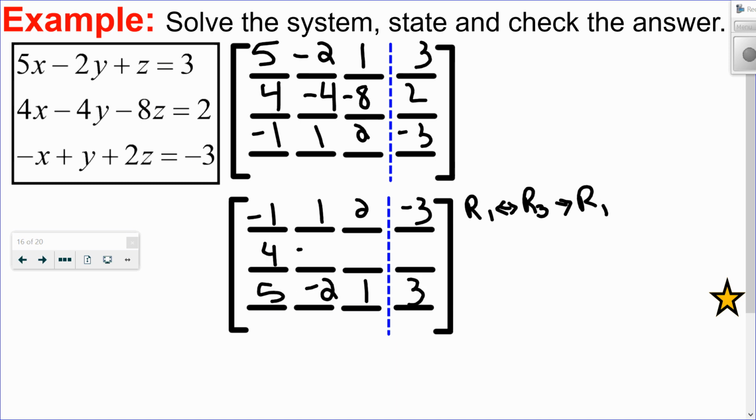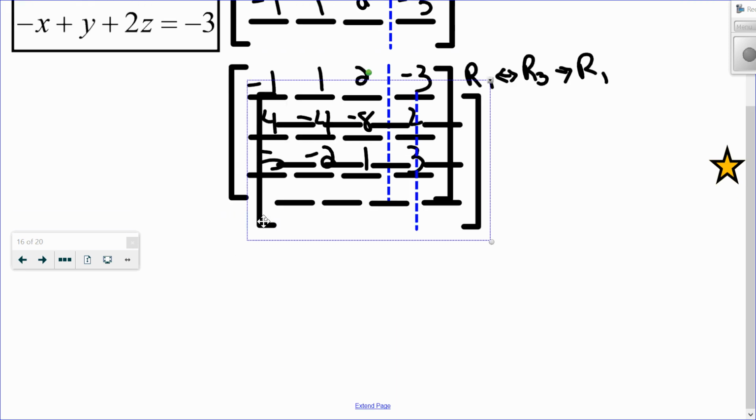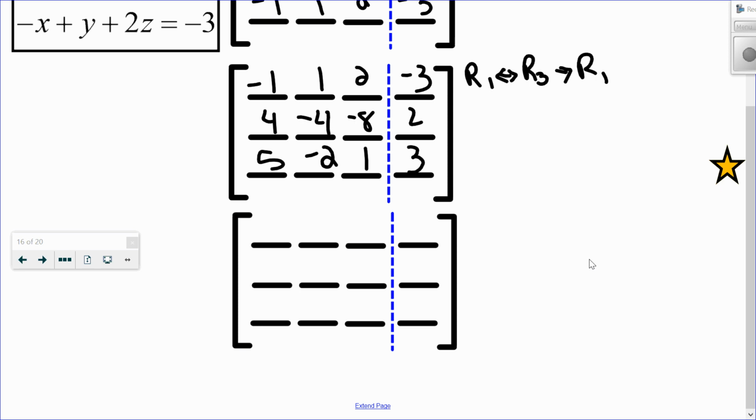Okay, and then I'll keep this here as is. Now that I have a negative 1 there, I'm close to having a 1. All I have to do is multiply row 1 by negative 1, so negative row 1 onto row 1, just switching the signs of everything like that.